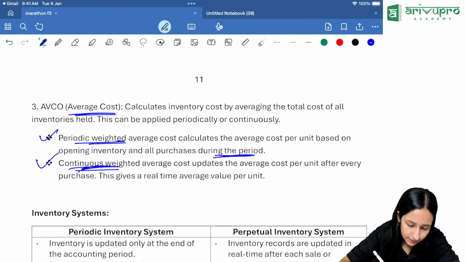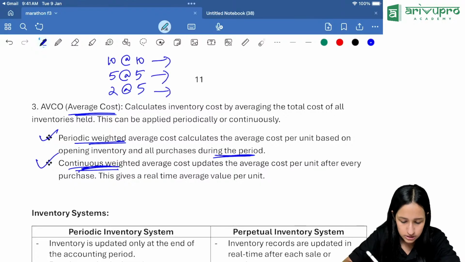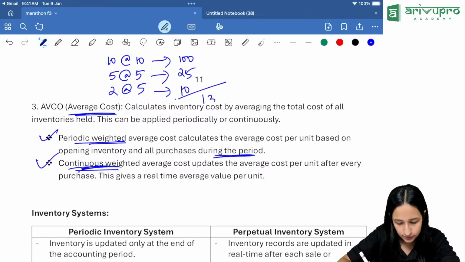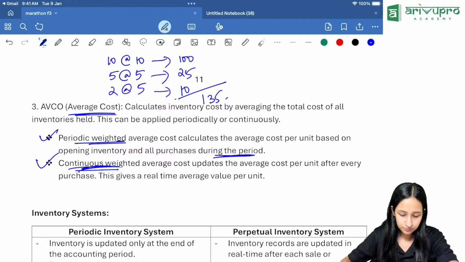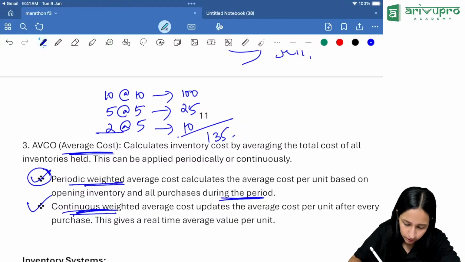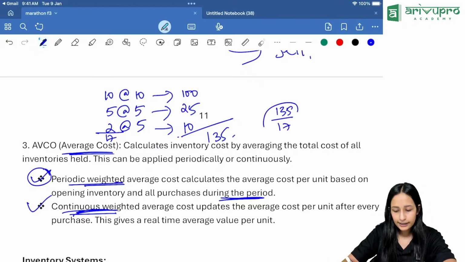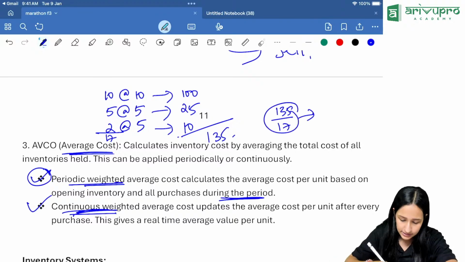Okay, now let's say on the first day we bought 10 goods at $10, then on the second day we bought 5 goods at $5, and on the third day we bought 2 goods at $5 again. So what's the total cost now? 100, 25, 10. So total cost is 135, correct? Now, if we are looking at periodic weighted average, how many goods are there in total? 15, 16, 17. So we do 135 by 17. I'm not that great at math, but that is periodic weighted average.